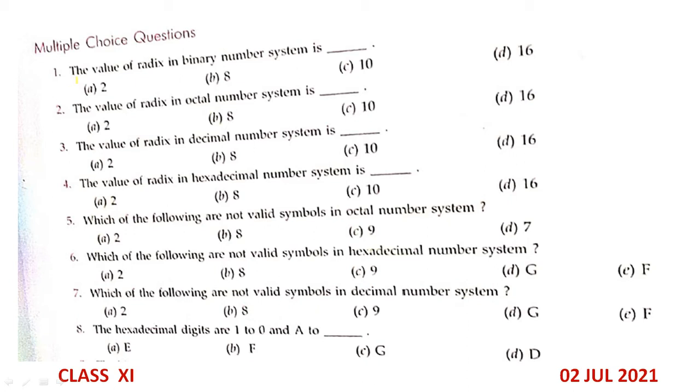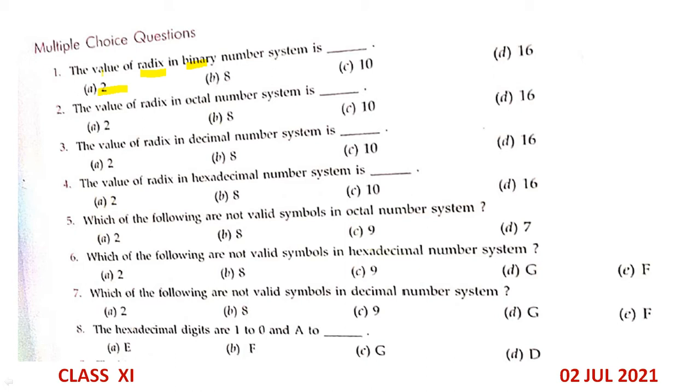The value of radix in a binary number system. What do you mean by radix? What is the meaning of this radix? Radix is nothing but base. That base will tell you how many digits are allowed in that number system. In binary, the name by itself suggests it is 2, therefore the base or the radix of the number system is 2. Answer is A.